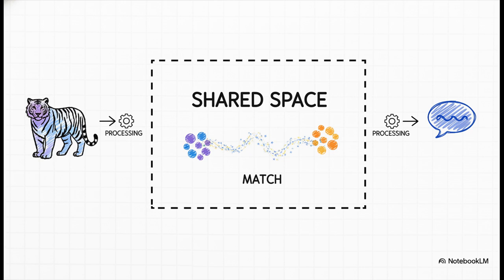Models like CLIP learn to map both images and text into the same space. An image of a tiger gets turned into a specific set of numbers. The description, a large carnivorous feline, also gets turned into a set of numbers. And the model's only job is to figure out which image's numbers are the closest match to the text's numbers. It's like a universal translator between what we see and what we say.